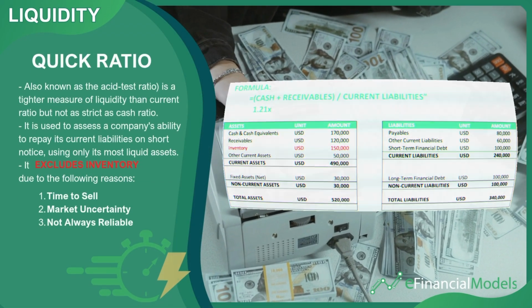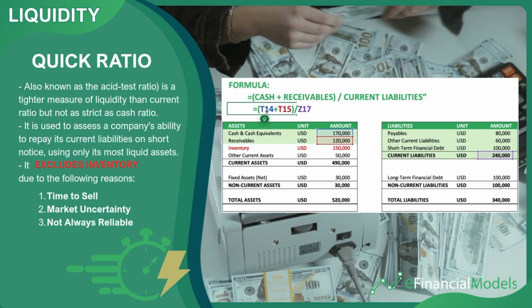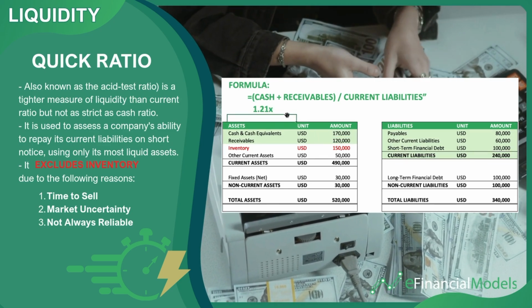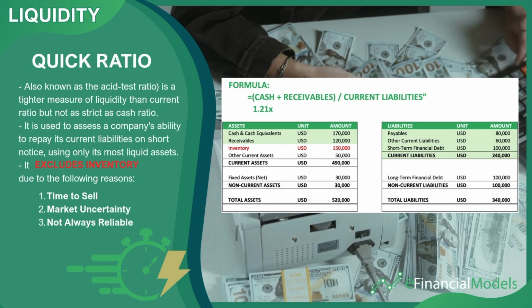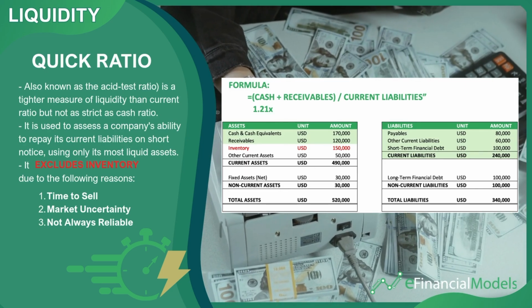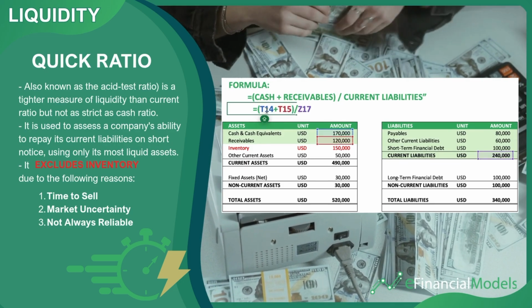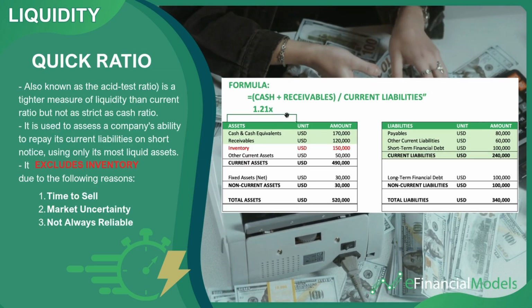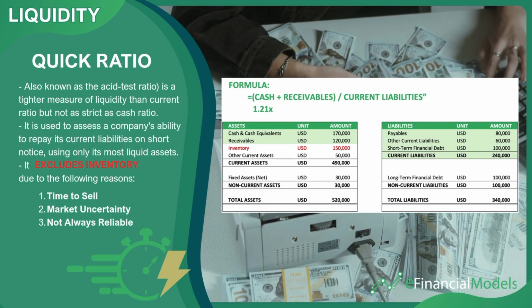Next, quick ratio, also known as the acid test ratio, is a tighter measure of liquidity than the current ratio but not as strict as the cash ratio. It excludes inventory for the following reasons. First, inventory often takes time to sell. Second, the value of inventory can fluctuate. Some items might become obsolete or unsellable, especially in industries like tech or fashion, and it is risky as buyers may not be readily available.